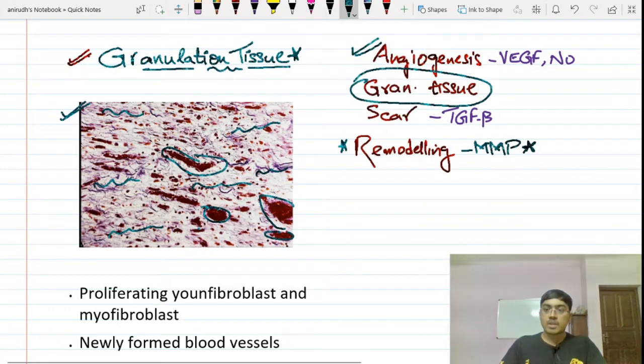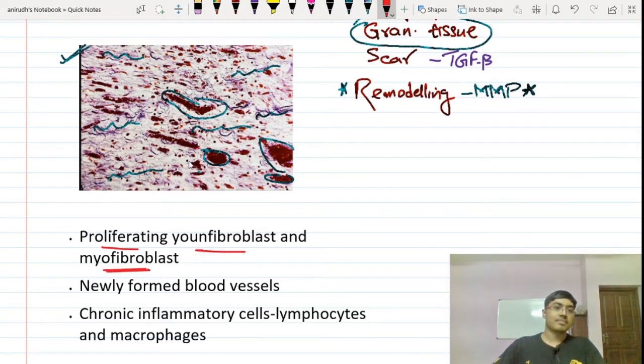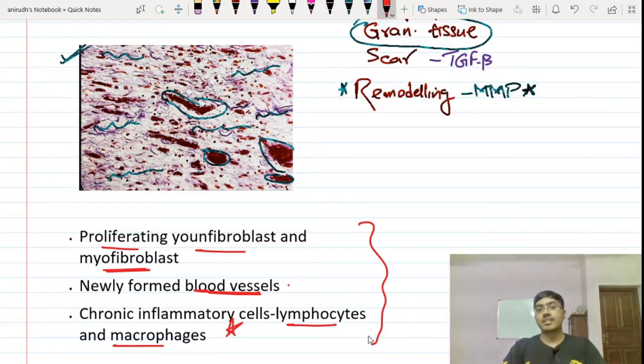So let's actually talk about the features of the histopathology image like this. So proliferating young fibroblast and myofibroblast, right? I hope you are convinced with this. A lot of collagen tissue deposition is seen here, and that is because of fibroblast, and newly formed blood vessels are there. Perhaps this is the first important feature of wound healing, angiogenesis. Lot of blood vessels are produced with the activity of vascular endothelial growth factor, nitric oxide, etc., and also chronic inflammatory cells like lymphocytes and macrophages can be present. So a collection of all these things is what is meant by the term granulation tissue.